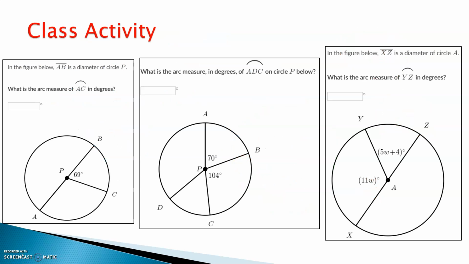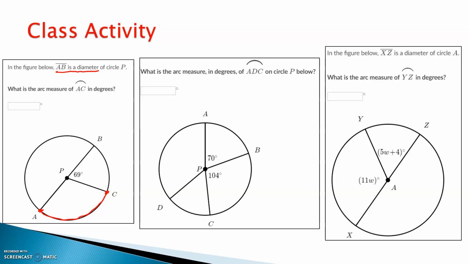All right, guys, here is your class activity. You guys got 3 problems. So number 1, it says, what is the arc measure of AC? It's the minor arc. So the shortest distance from A to C is going to be here. Okay, and again, this is going to be important. AB is your diameter. So remember, think of that. That's splitting your circle in half, 180 degrees and 180 degrees.